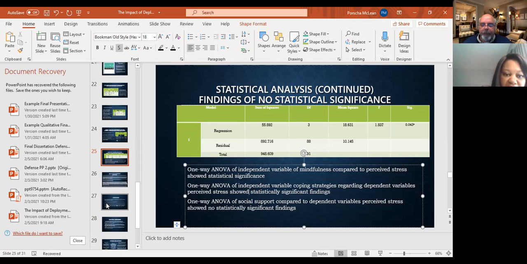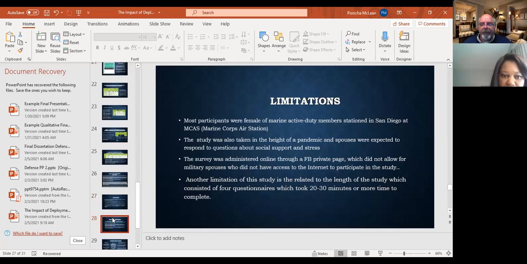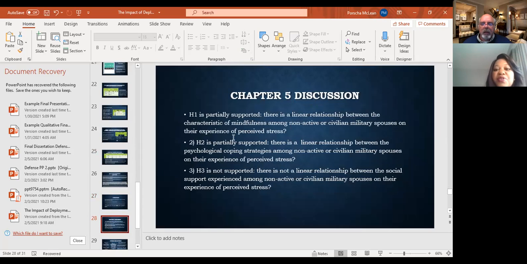Alrighty, so for the discussion, basically, because my hypothesis, is the hypothesis the same as the null hypothesis? They're related. The null hypothesis says there's no relation, and your hypothesis says there is a relation. Okay. So H1 is partially supported. There is a linear relation between characteristic among non-actives and perceived stress. Right, okay, good. That's fine.